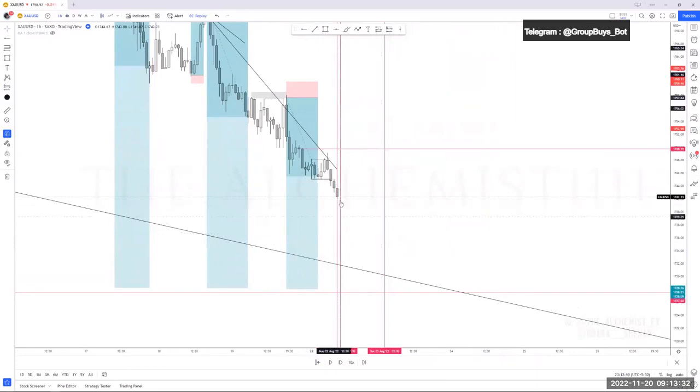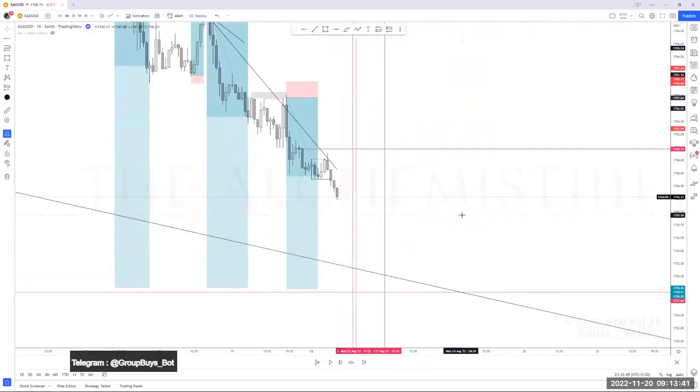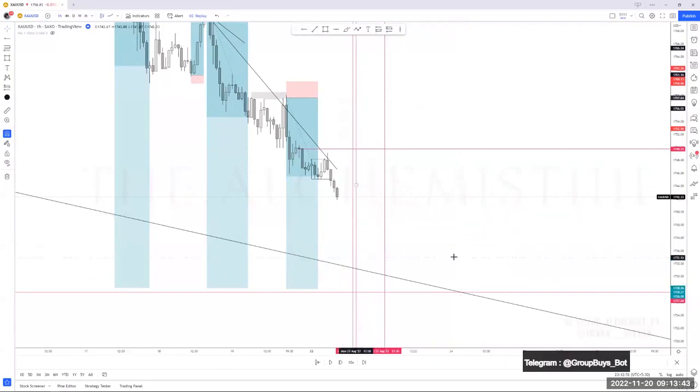No entries during the New York kill zone. I'm sorry, London kill zone. So now let's wait for New York kill zone, 4:30 and 5:30. Can you see it? So even at this time of the day, we can take trades.